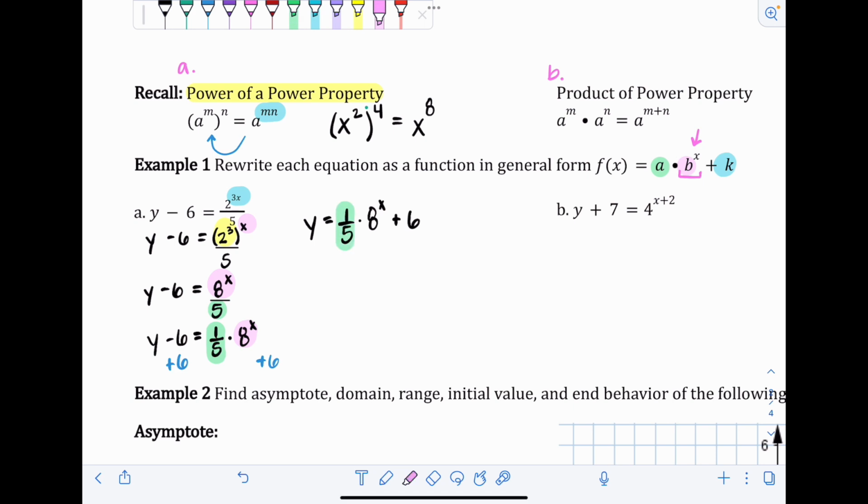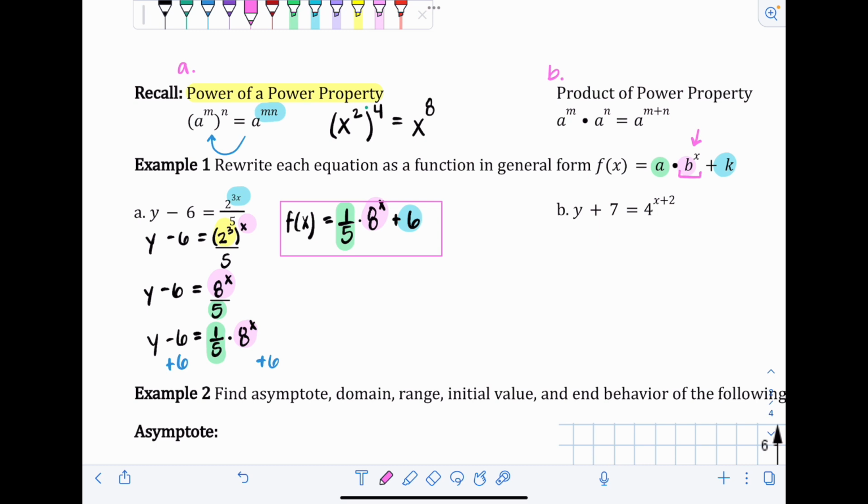So that 1/5 was the 5 that was in the denominator initially. The 8 to the x, we got that from the 2 to the 3x, and the plus 6, that was the minus 6 that was on the other side of the equation. And now I'm just going to go ahead and erase the y and switch it out for an f of x. So altogether, f of x equals 1/5 times 8 to the x power plus 6.